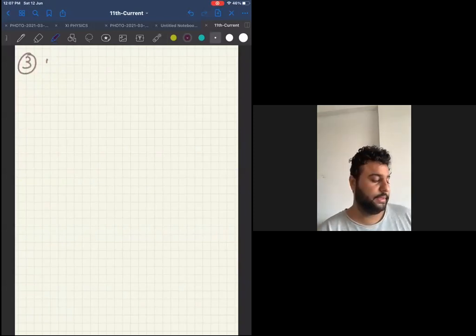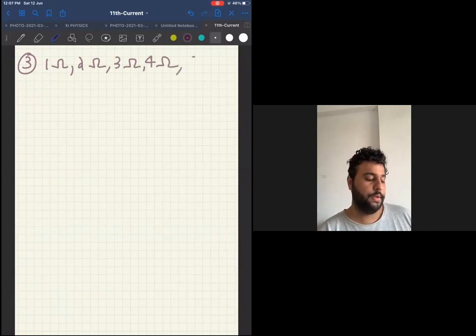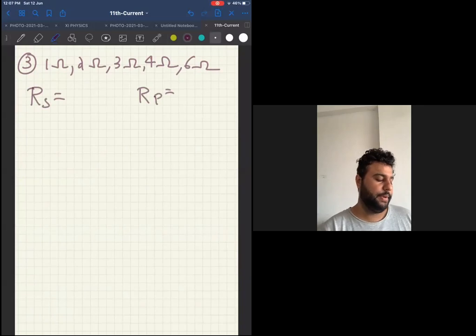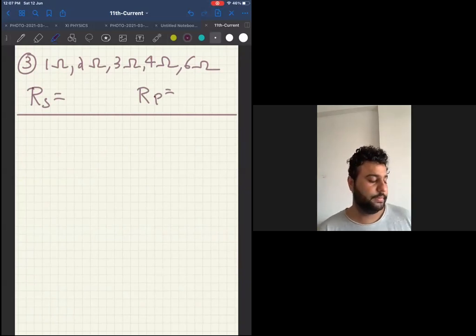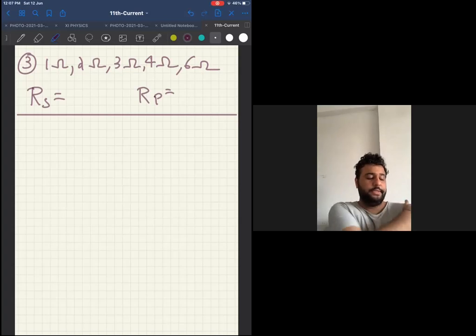Okay, now, third example. 5 resistances, 1 ohm, 2 ohm, 3 ohm, 4 ohm, and 6 ohm are first connected in series and then connected in parallel. Tell me what is the equivalent series resistance and equivalent parallel resistance. Start.